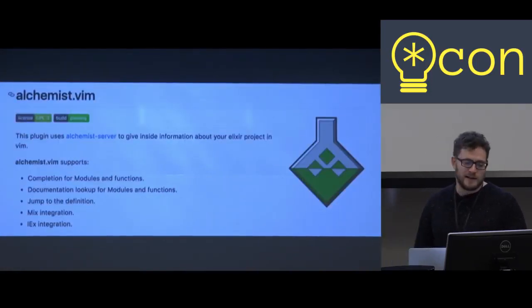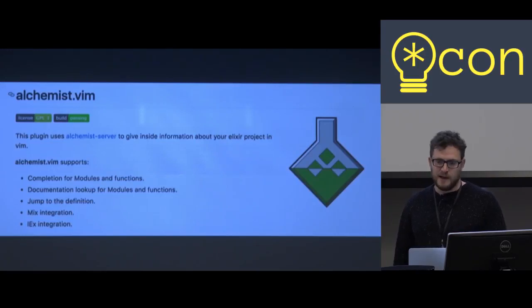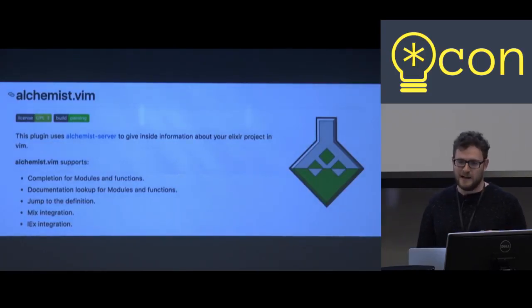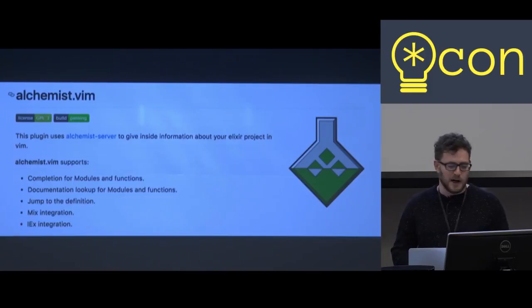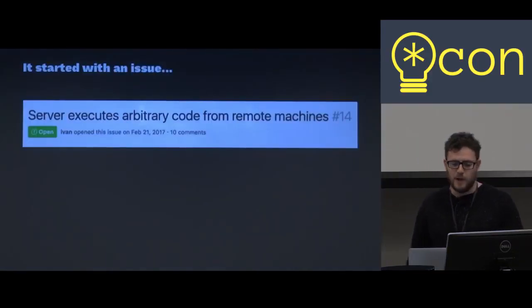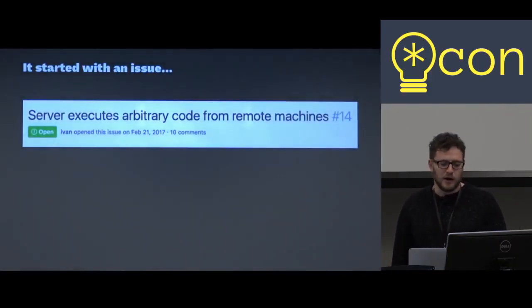So we're going to talk about text editors, specifically Alchemist, which is the Vim plugin for Elixir. Get it? It does all the stuff that you expect your editor to do. It does code completion. You can look up documentation. You can jump to definition. I was looking at this, and I found this bug in their issue tracker called server executes arbitrary code for remote machines. Okay.